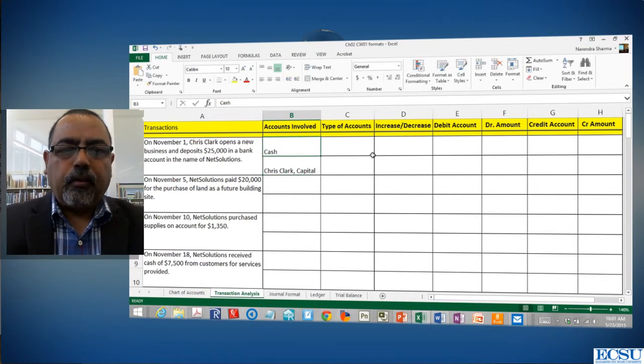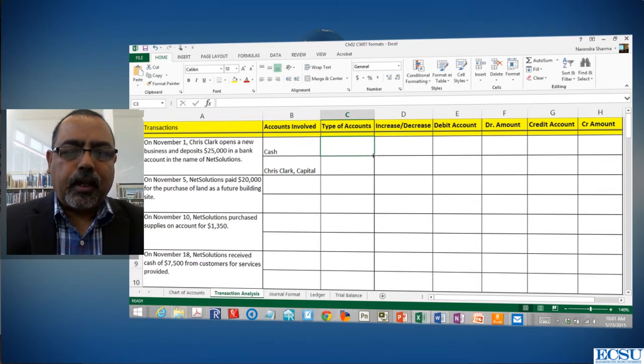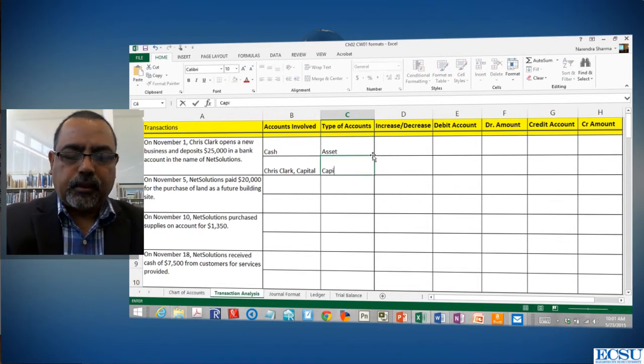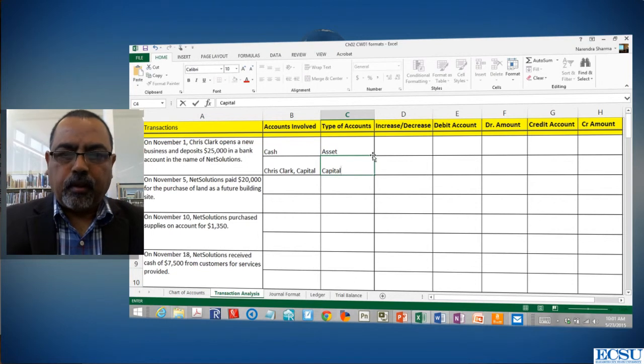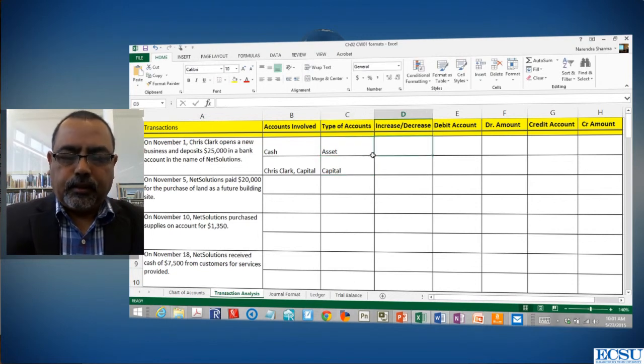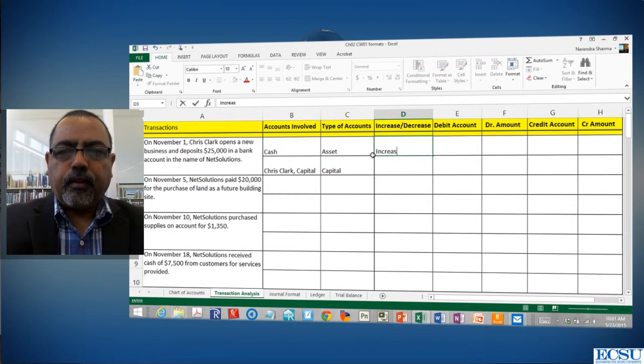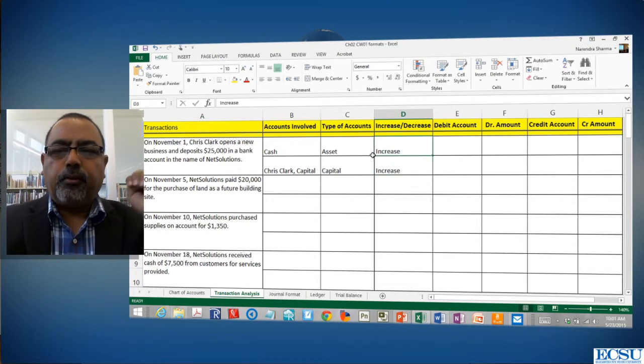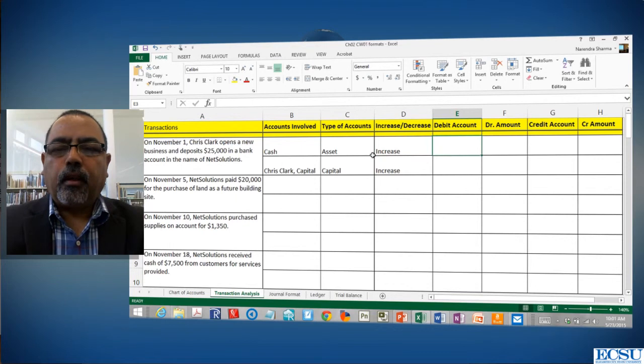Okay. Now next thing is type of account. What type of account is cash? Of course, it's an asset. And Chris Clark Capital, of course, is a capital account. Now cash is also increasing and capital is also increasing. Sometimes this could be a little difficult, but as you do it, you'll be getting used to it.